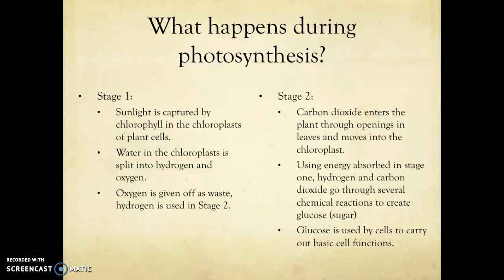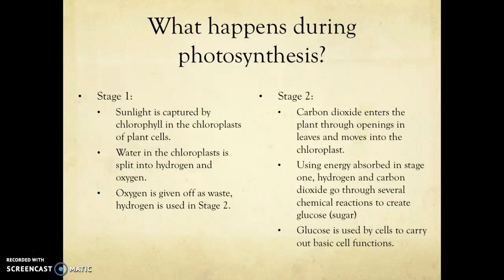So the chloroplast uses the energy that was absorbed in stage 1, and it uses the hydrogen from stage 1, and it uses the carbon dioxide that it took in. So it uses energy, hydrogen, and carbon dioxide. And it goes through a whole process of several chemical reactions, basically moving all of these different molecules around until we get sugar in the form of glucose.